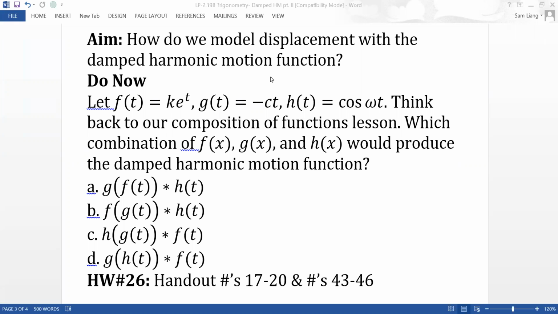This is a multiple choice question, so just choose one option that allows us to create the damped harmonic motion function. And this harkens back to our lesson on composition of functions, which we talked about back in September. So try to remember what that means.